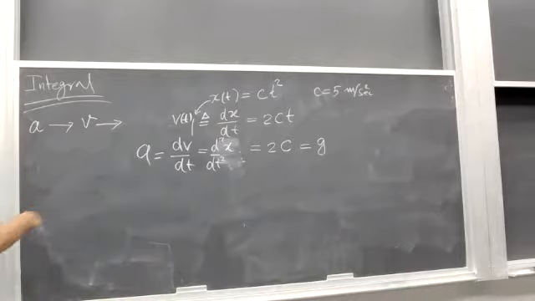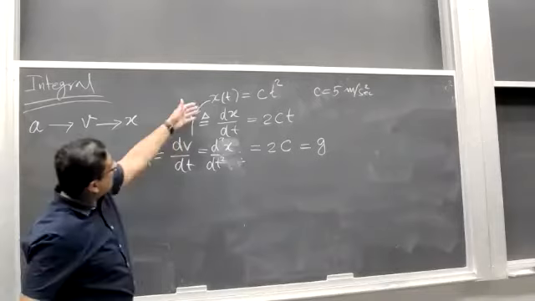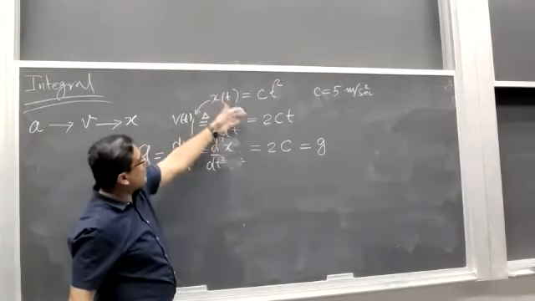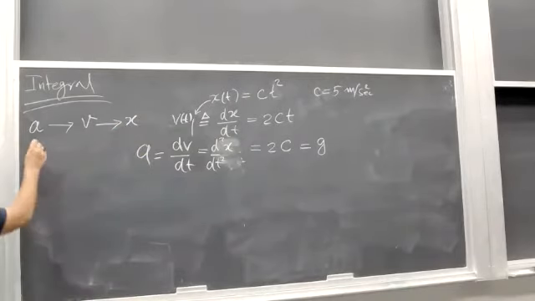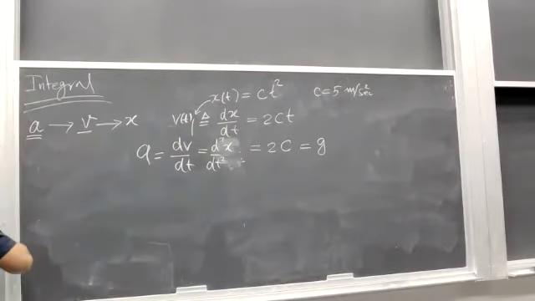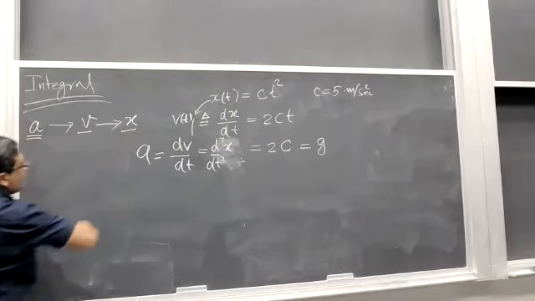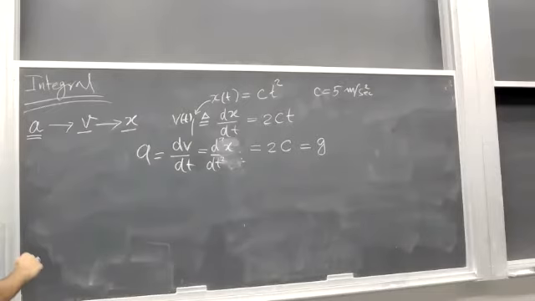Okay, so now let's say we have the reverse problem. In this case, we knew x as a function of time, and we could calculate using derivatives the speed and the acceleration. But let's say we start with acceleration. We know the acceleration, we want to find speed, or we want to find position. How do we do that?